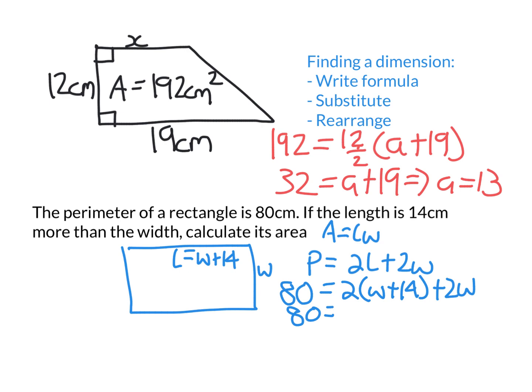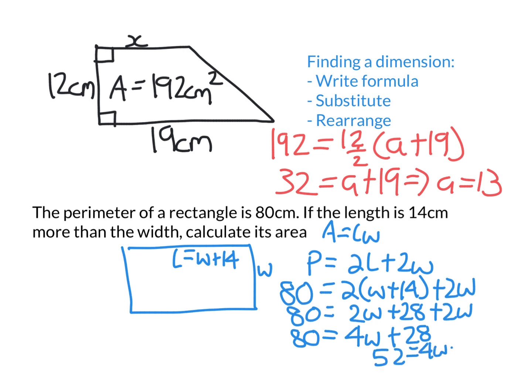So expanding the brackets, 2 times W, 2 times 14, and we've got a 2W there. We now collect the like terms, so 2W plus 2W is 4W. 28 doesn't have any like terms, so I'll leave it as it is. So now I'm going to subtract 28 from both sides and then divide by 4. So what I actually get is W equals 13. I've found the width is 13, so the length must be 13 plus 14, which is 27. So the area is very clearly 27 times 13, 351 centimeters squared, and we're done.